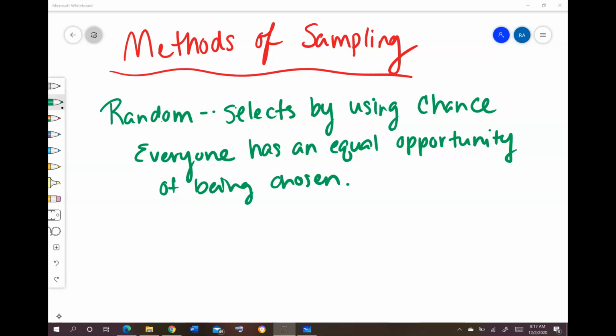So the first one we're going to talk about is random. Now, it doesn't have to say the word random to be random, because they're all random. But this one is ultimately random. It selects by chance. Everyone has an equal opportunity of being chosen. It cannot favor a group over another group. It has to be completely random, just like drawing out of a hat.